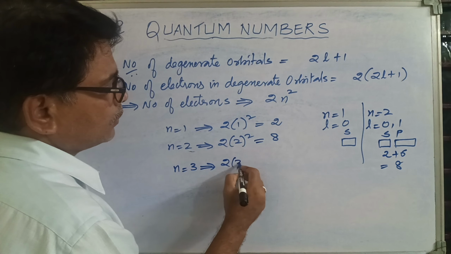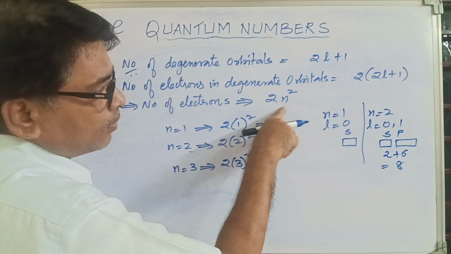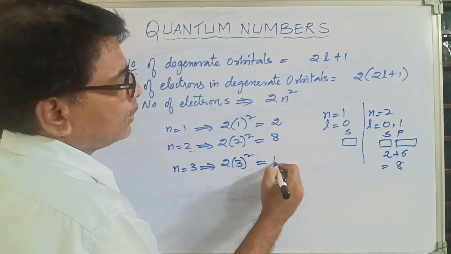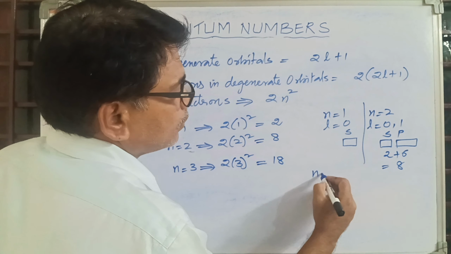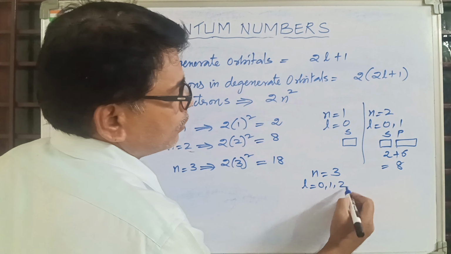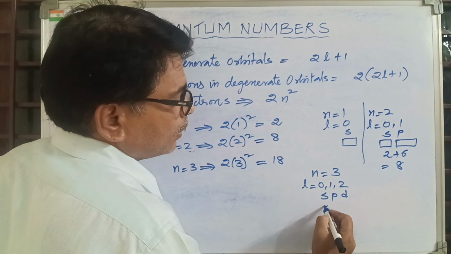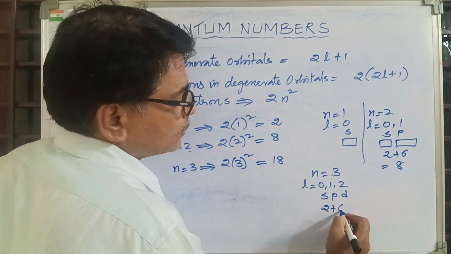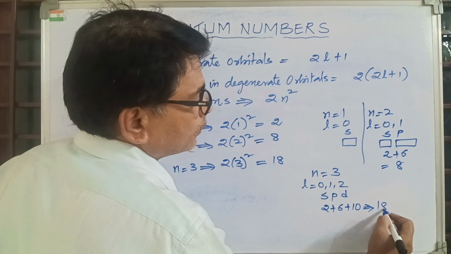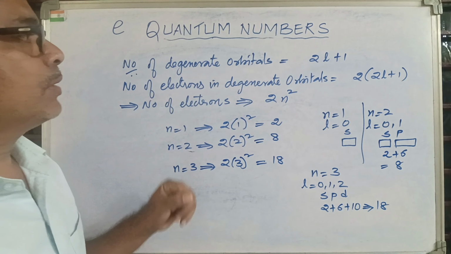Same manner, last and final, n is equal to 3. So 2 into 3 square, because n is equal to 3 here. 3 square is 9, 9 twos are 18. So n is equal to 3, where L is equal to 0, 1 and 2: s, p and d. s holds how many electrons? 2. p holds 6 and d holds 10. On the whole, they are 18. So these are some of the formulas. Thank you.